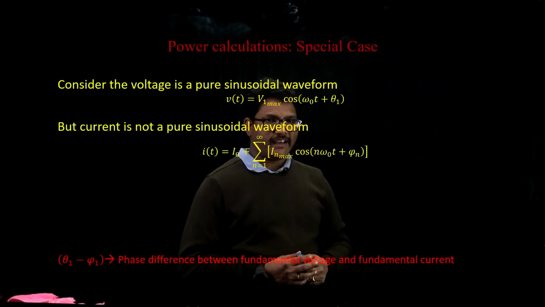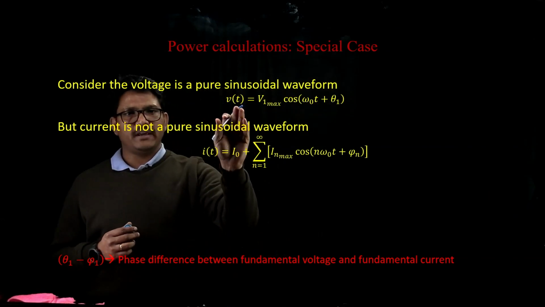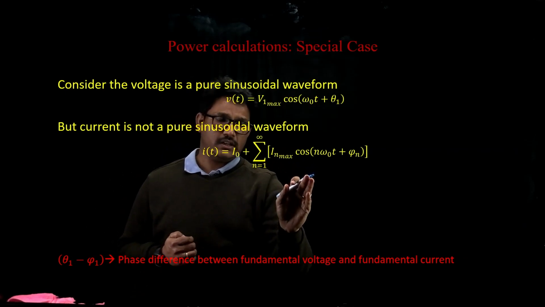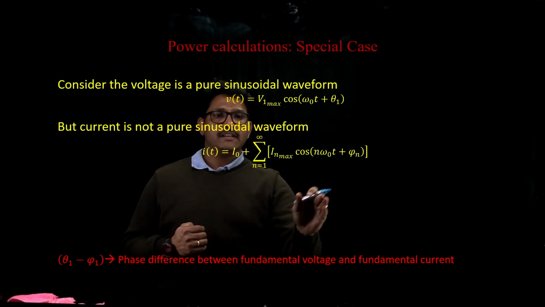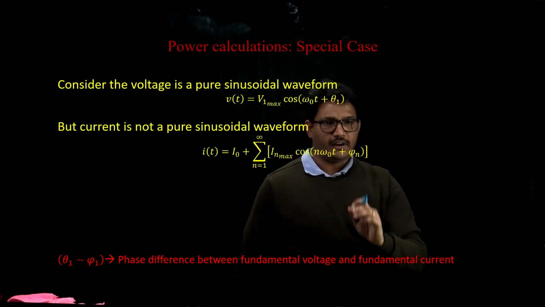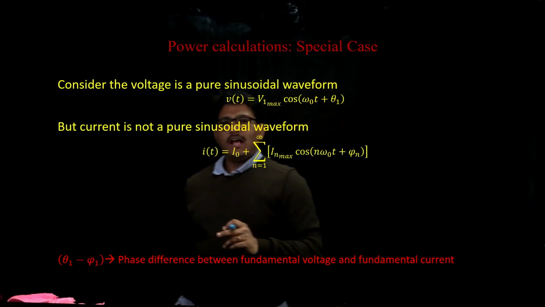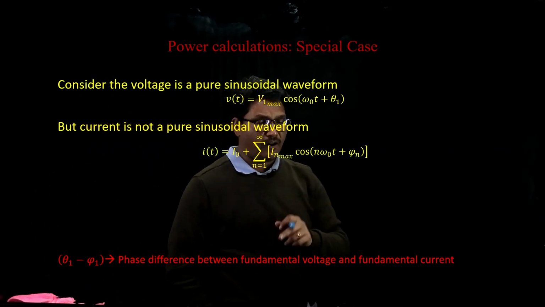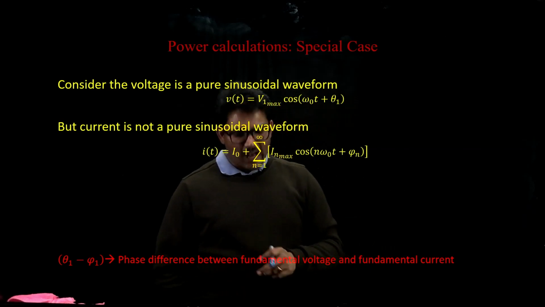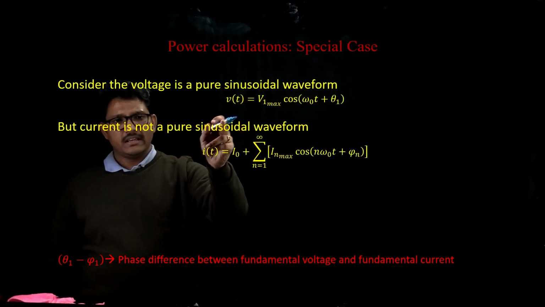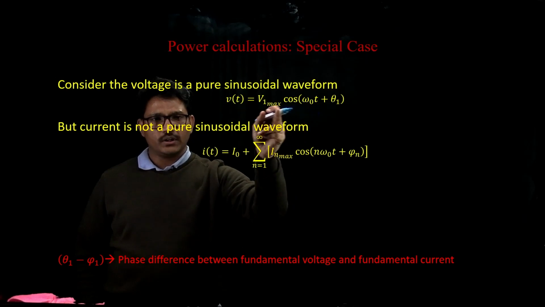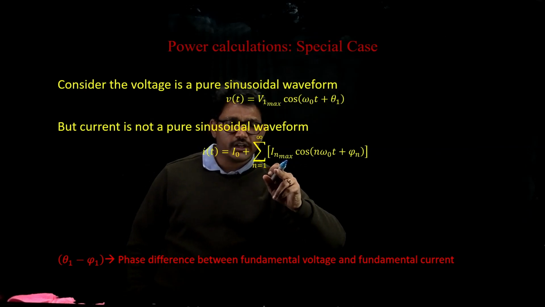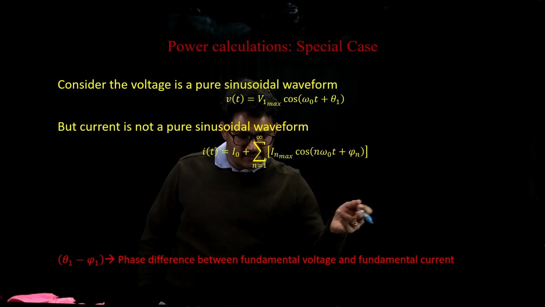Now we thought of a case where your source is going to be a pure sinusoidal voltage, but your source current need not be a sinusoidal current. It can have harmonics and it will be represented as a Fourier function. Now in that case, how will your power factor differ from the way we have seen it? If you look at the RMS values, the voltage RMS is going to be the same as the fundamental RMS, but the current RMS is going to be different from the fundamental current RMS.